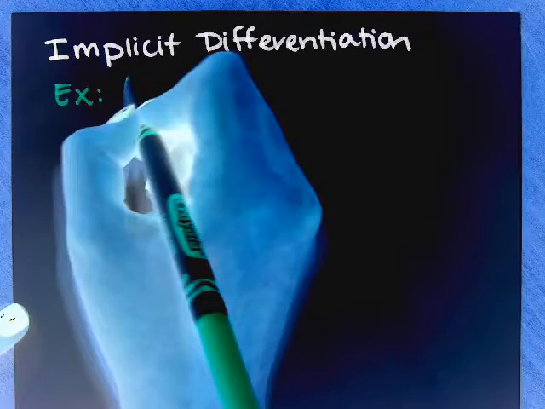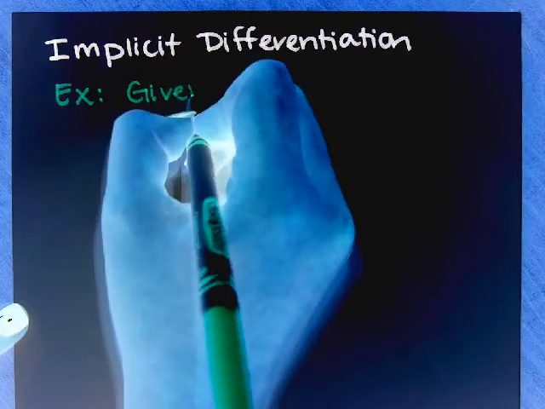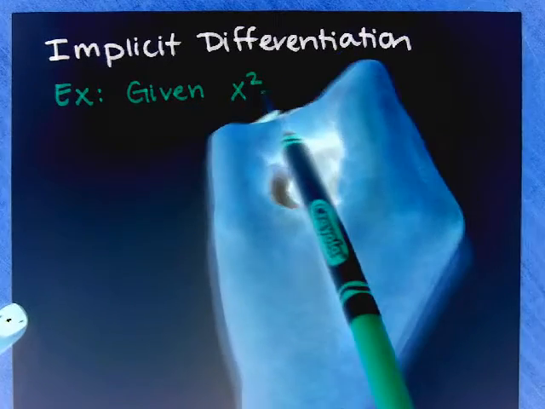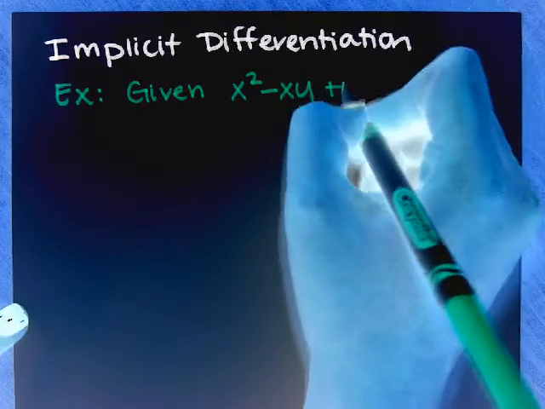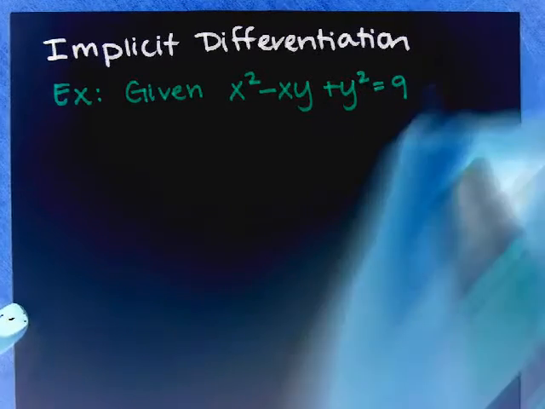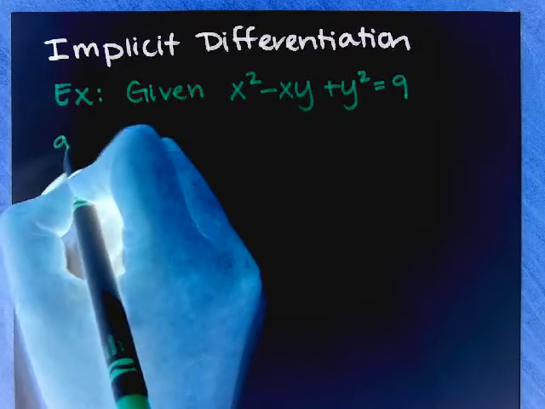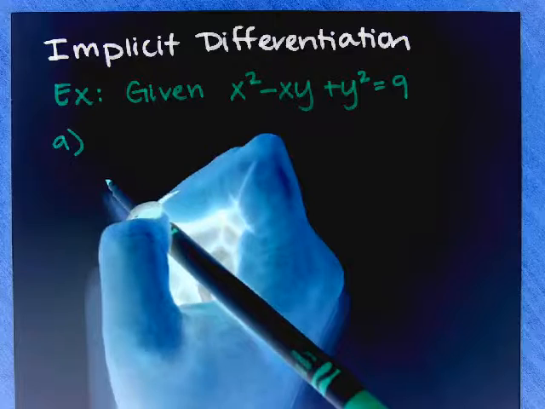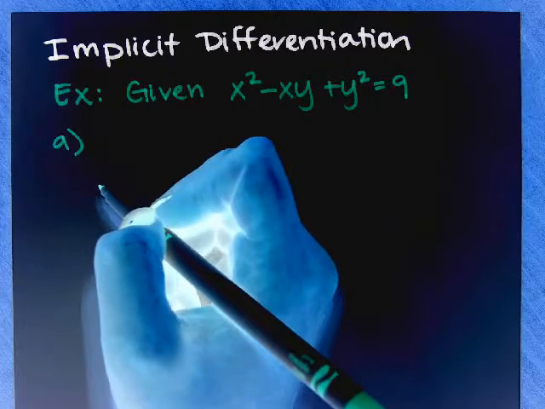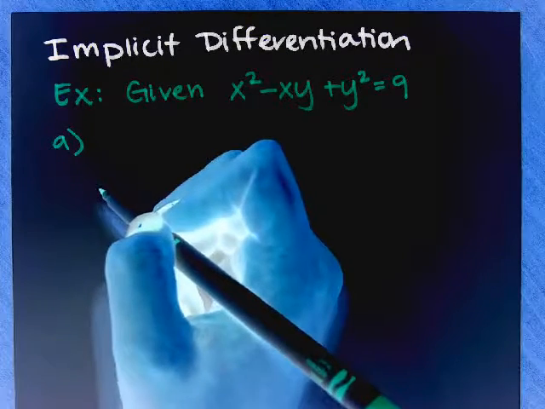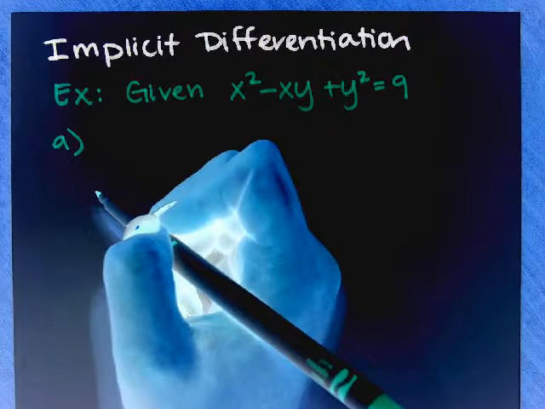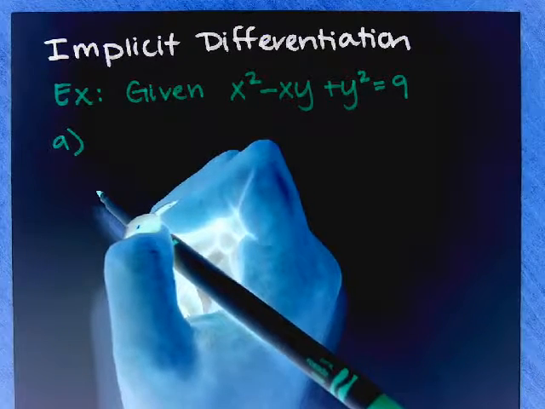Okay. So we're going to say that we are given x squared minus xy plus y squared equals 9. And this is like a perfect implicit differentiation problem because that y is not really solvable. Like we can't really get it by itself. So we're going to do a few things with this. Now this would be like maybe if I were to give an FRQ and it had multiple parts and you had to work your way through different things, this could be a potential FRQ question, okay?